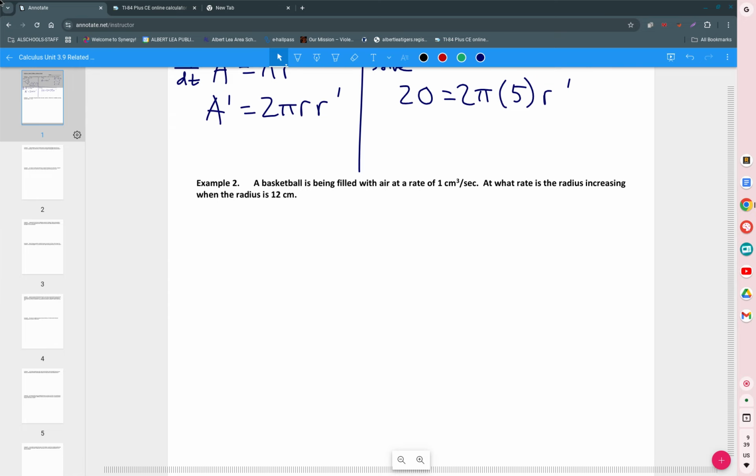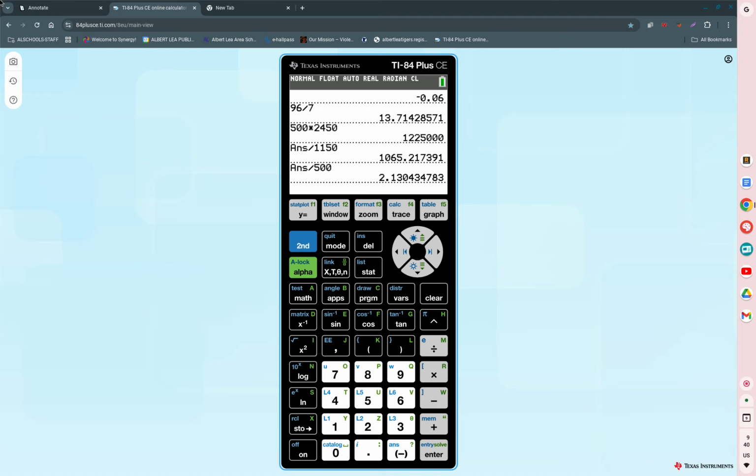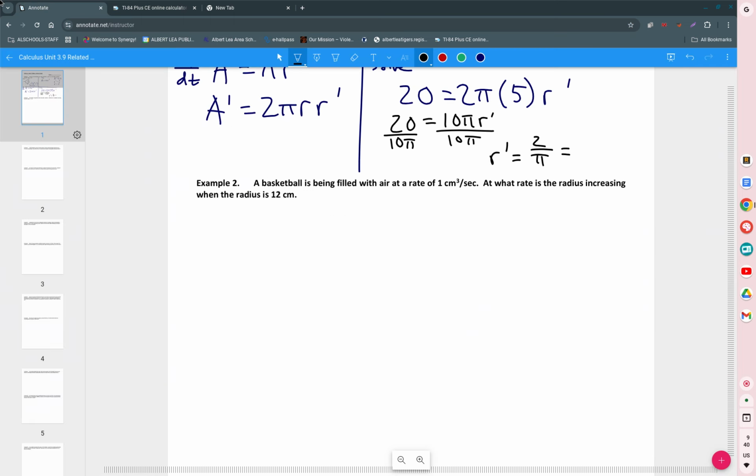So let's solve that. 20 is equal to 10 pi r prime. I will divide both sides by 10 pi. And I get r prime is equal to 2 over pi. And if I put that into a decimal form, I want to make sure I have a label, 2 divided by pi, and I get 0.636, and now we need to come up with a label.